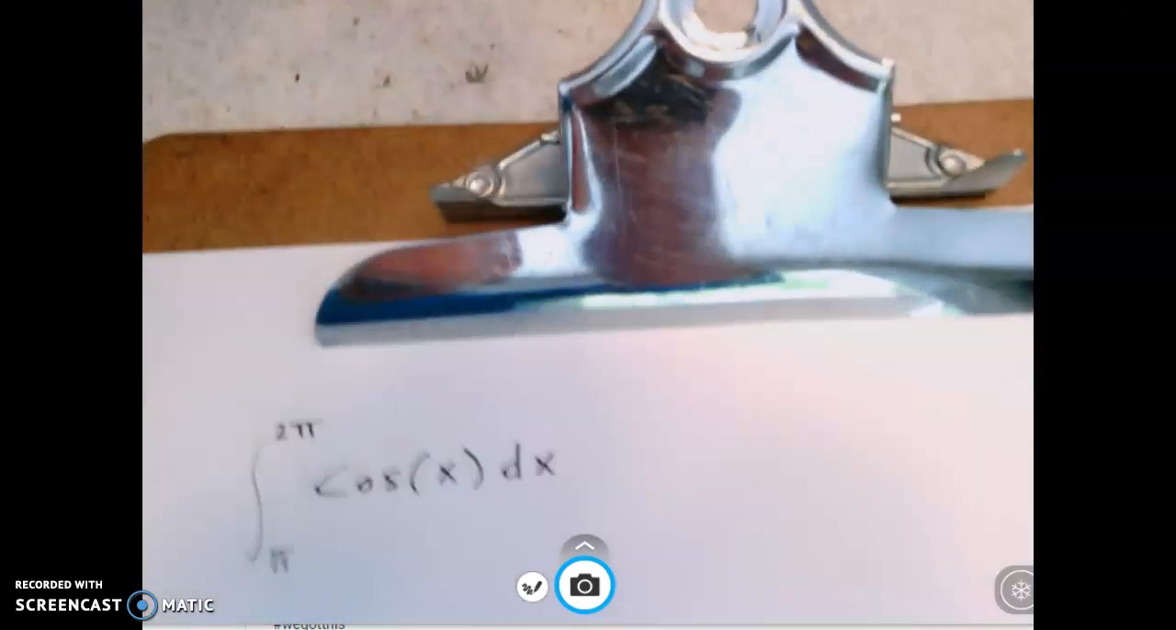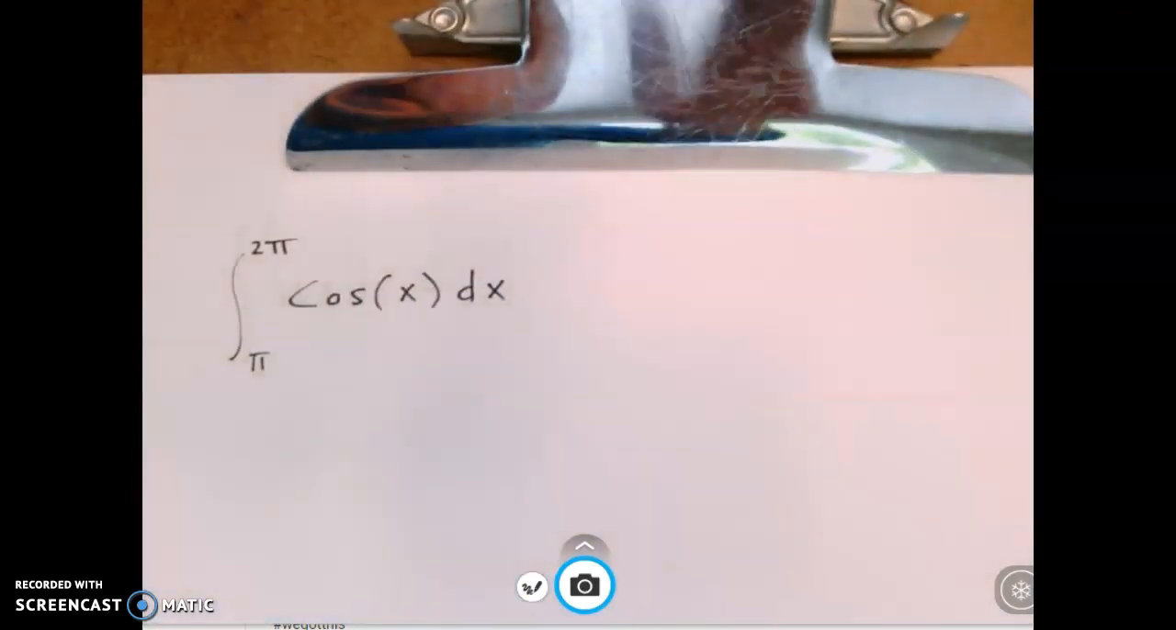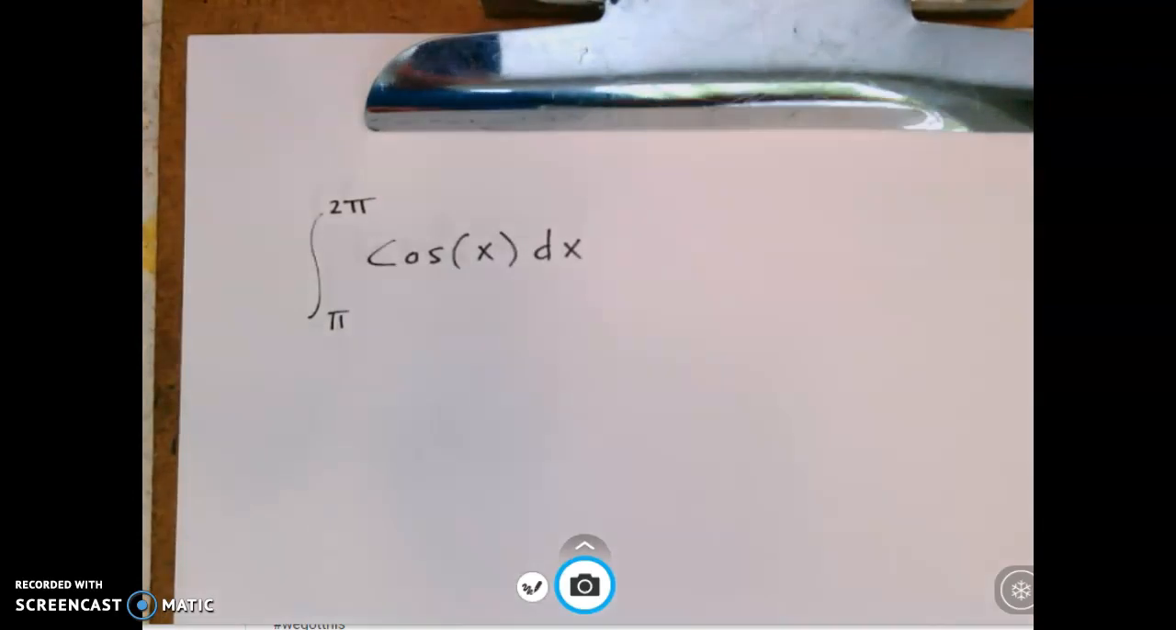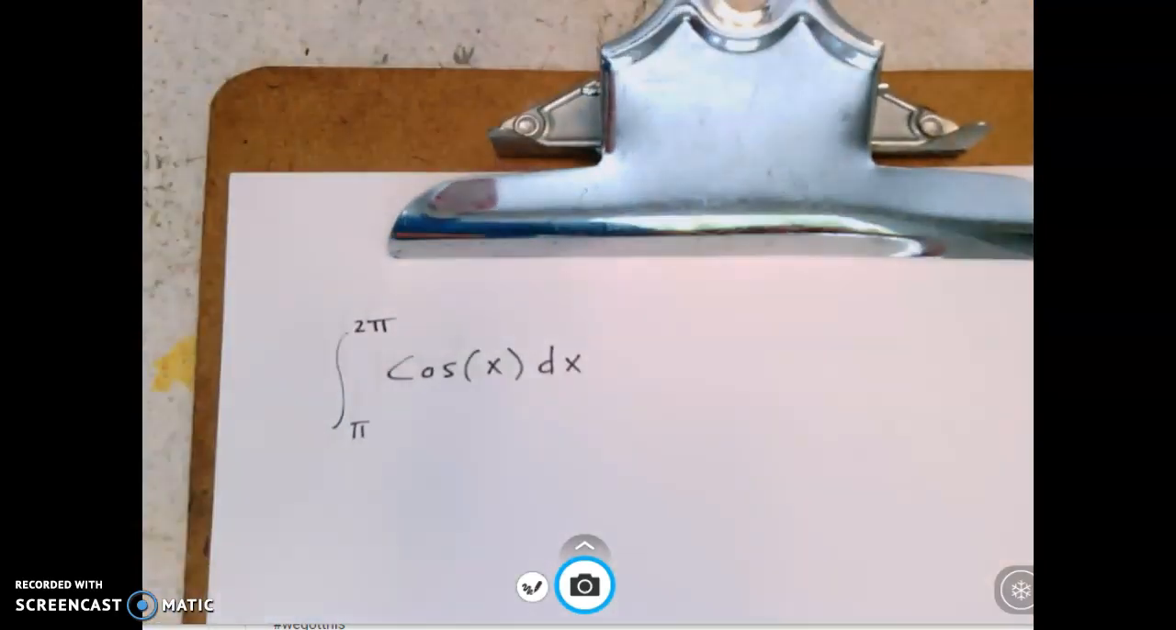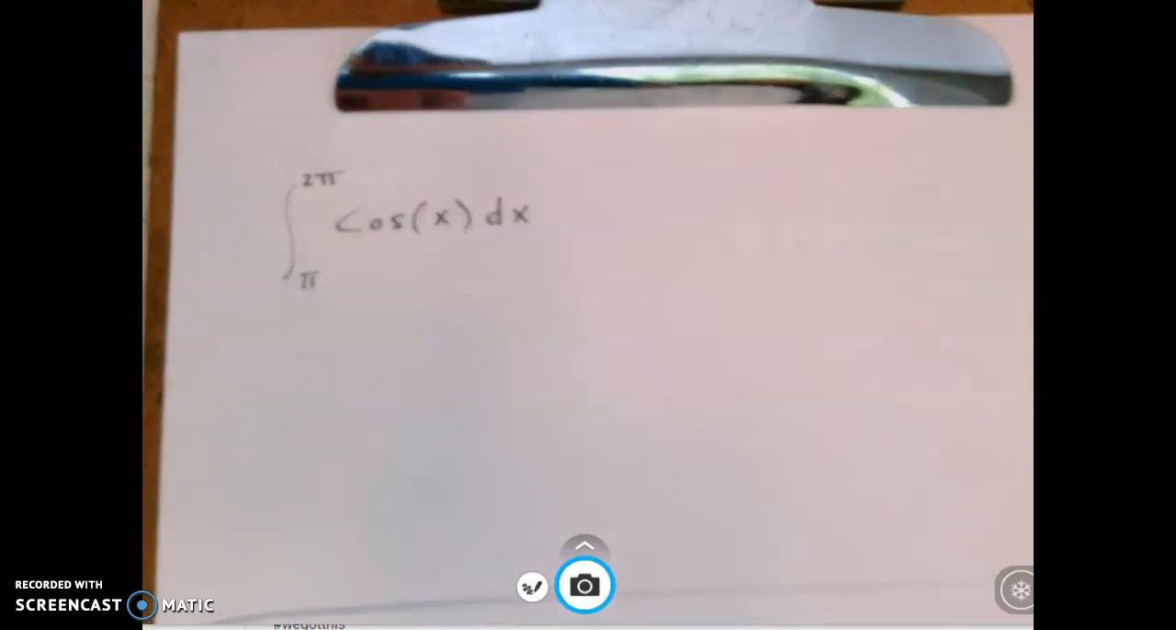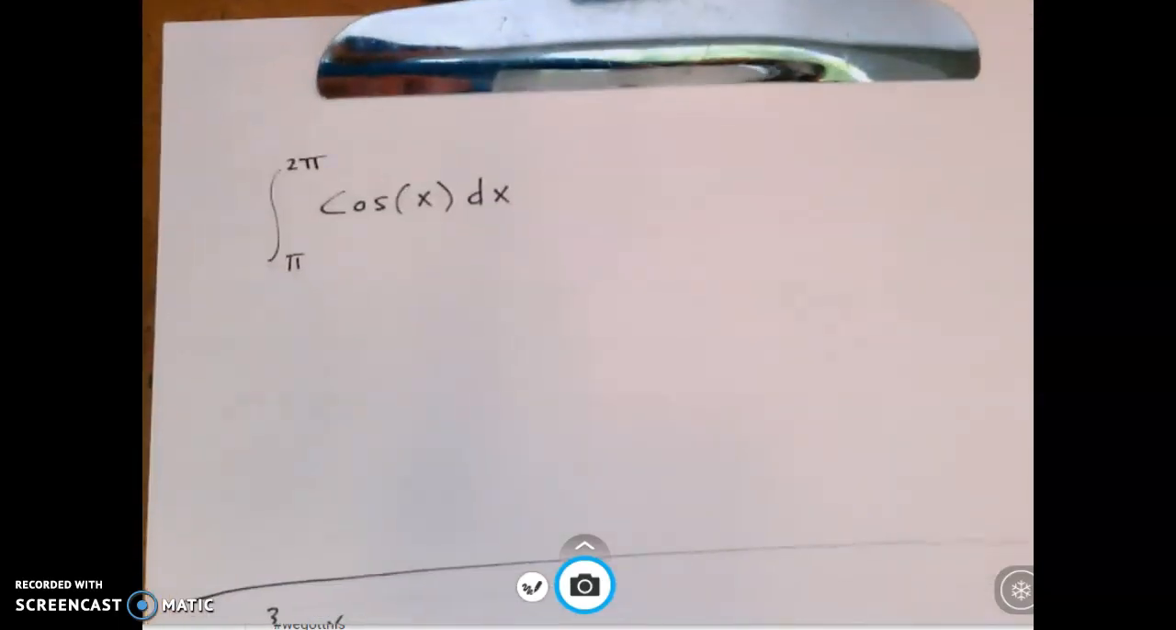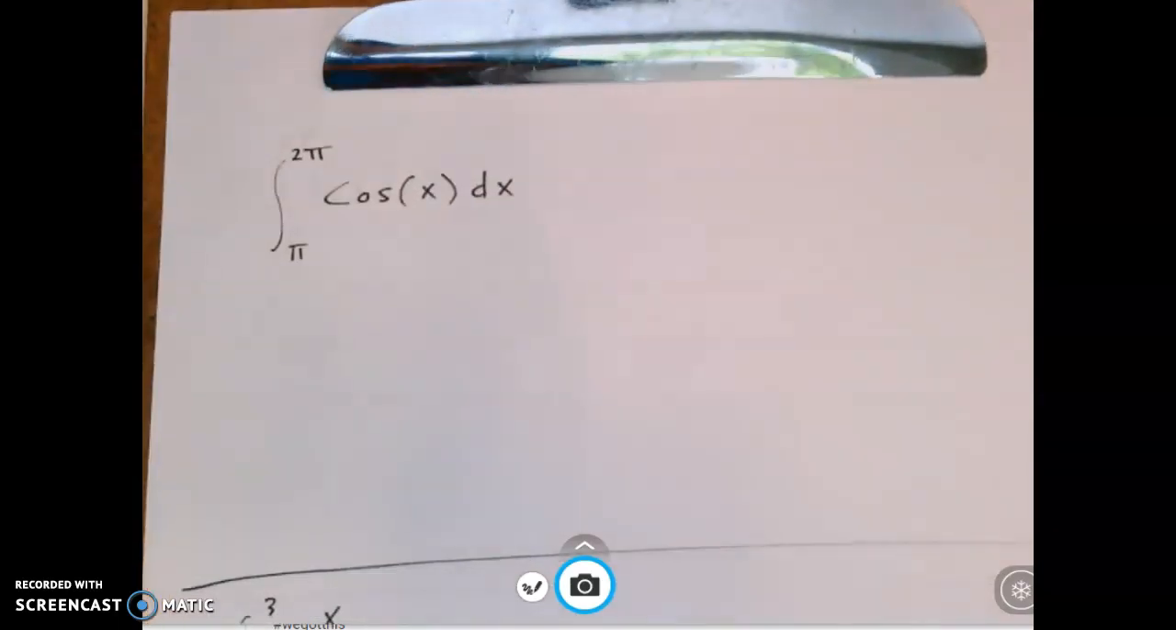Okay, so we're going to write integrals as a limit of Riemann sums. That's what we're starting with right now. In this case, we have the integral of cosine x dx from pi to 2 pi.